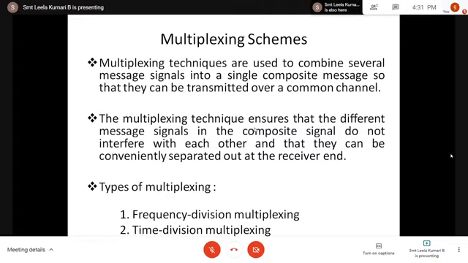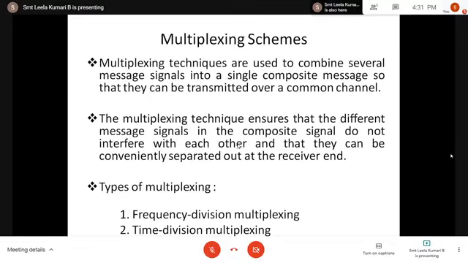The signals can share the different resources of the channel like bandwidth, power, time and so on. The multiplexing technique ensures that the different message signals in the composite signal do not interfere with each other and that they can be conveniently separated out at the receiver end. They should be conveniently separated at the receiver end because we are multiplexing different message signals in the composite signal. So the multiplexing technique should ensure this.